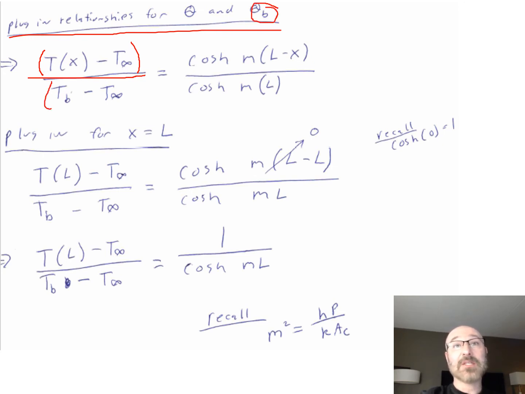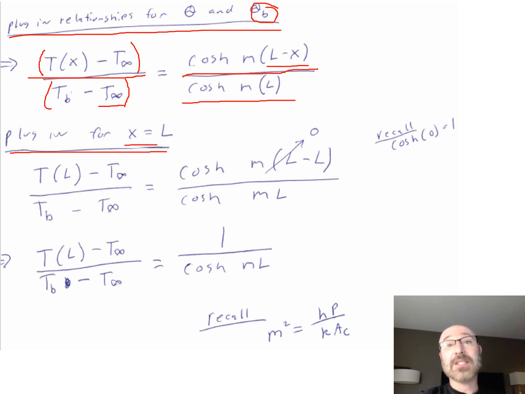So this is T sub b, the temperature at the base, minus the temperature of our surrounding fluid, T sub infinity right there. Now this is equal to the right-hand side of our equation that we saw from 3.80, where we have the hyperbolic cosine of m times (L minus x), all over the hyperbolic cosine of m times L right there. So now what we want to do as we continue on with our solution is plug in for x is equal to L.